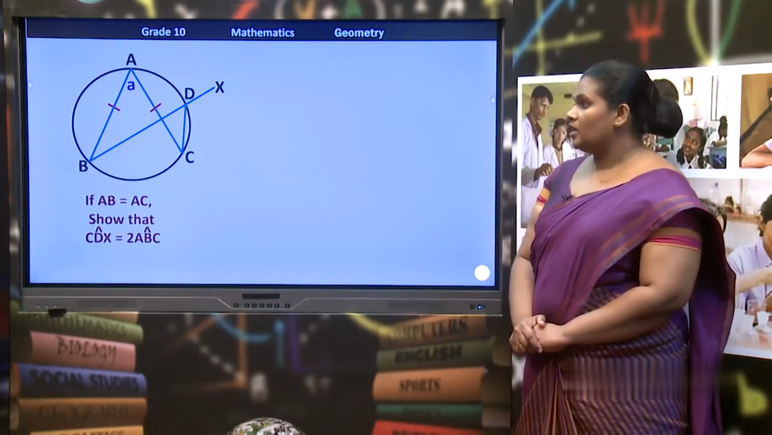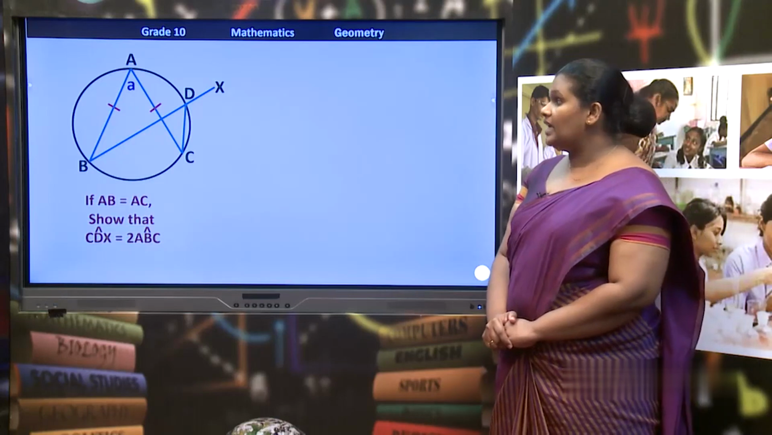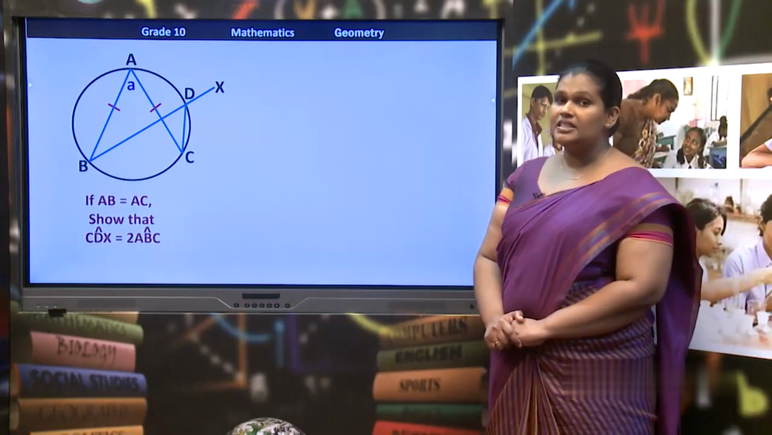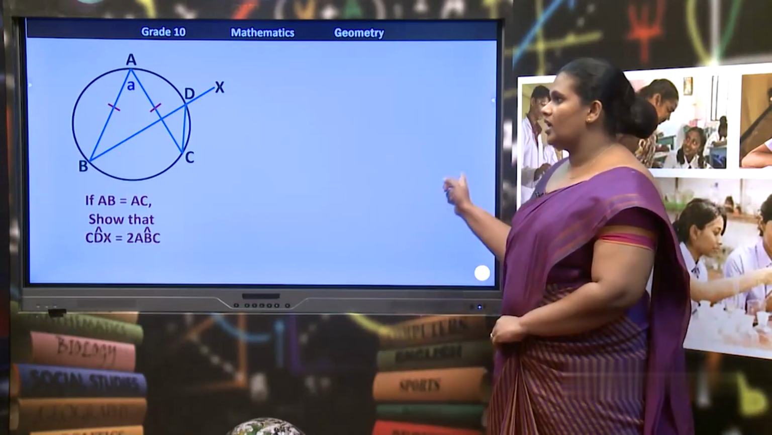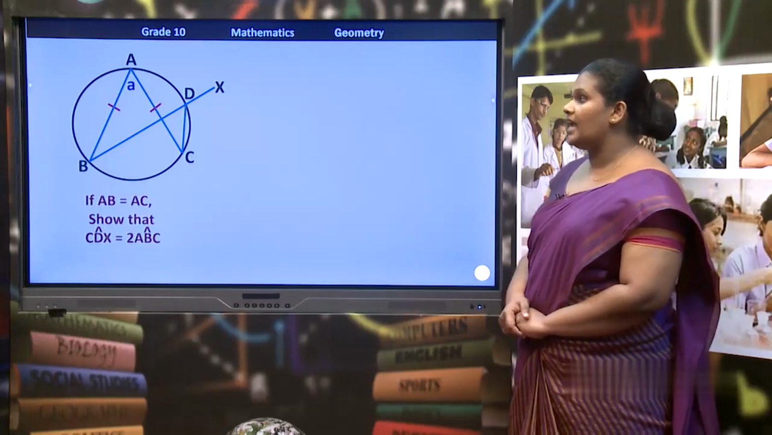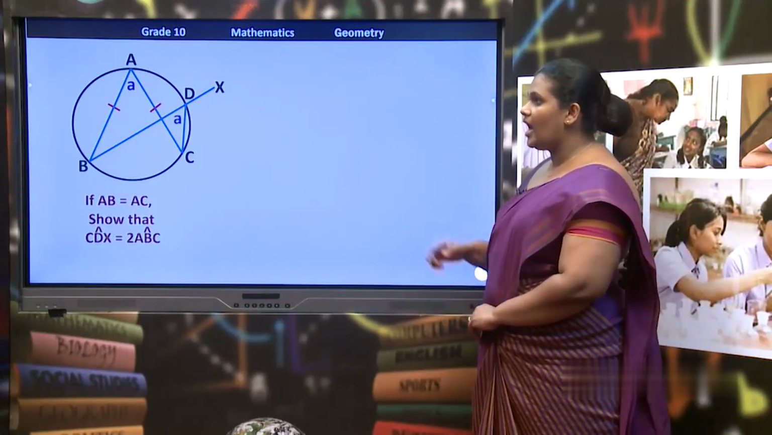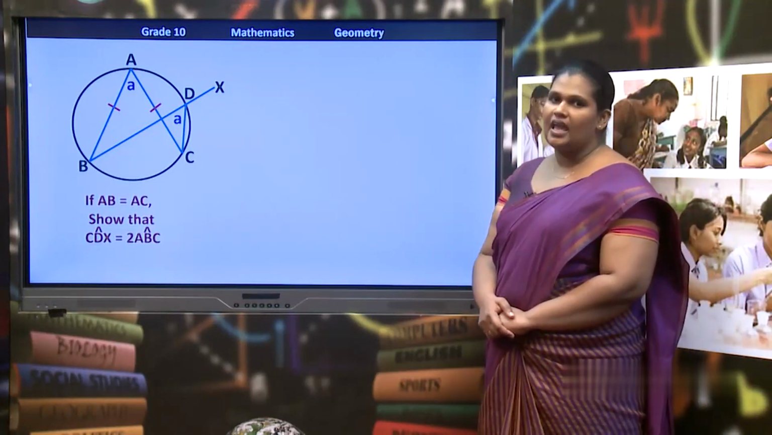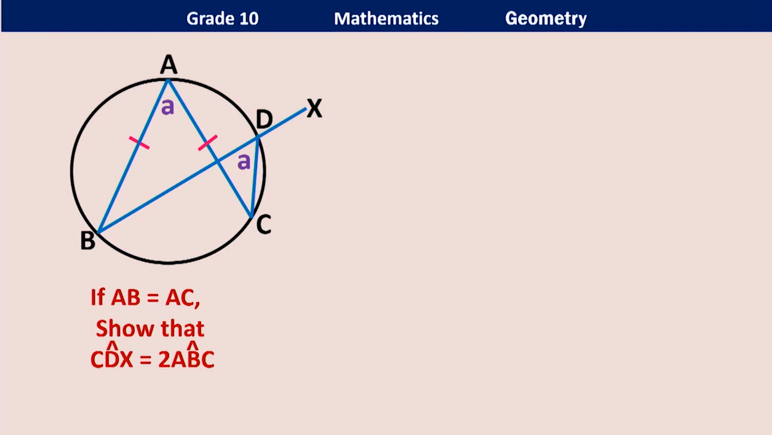We will see. Now, we can see angle BAC and angle BDC are on the same segment. So, if I take angle BAC as simply A, I have to get angle BDC also as simply A. That means those two angles are equal in magnitude. So, we will write the proof. Angle BAC is equal to angle BDC, that is equal to A.